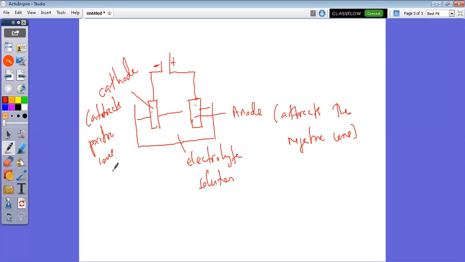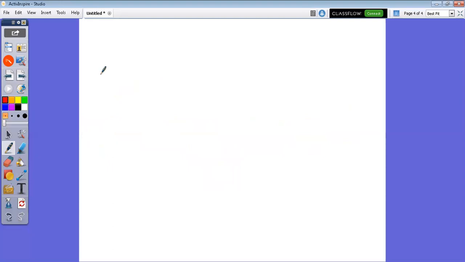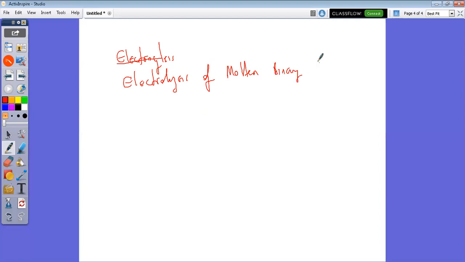Now let's look at the mechanism of electrolysis. Then we explain it as we go. So let's start with electrolysis of molten binary compounds. I'm always writing wrong spellings here. Electrolysis of molten binary compounds.